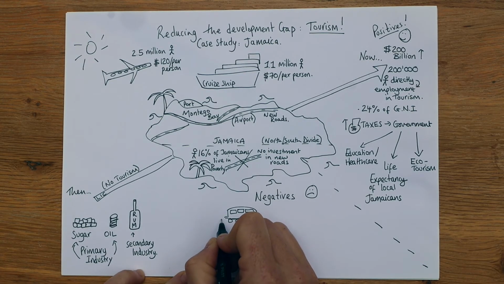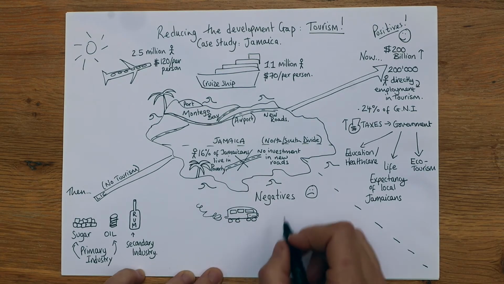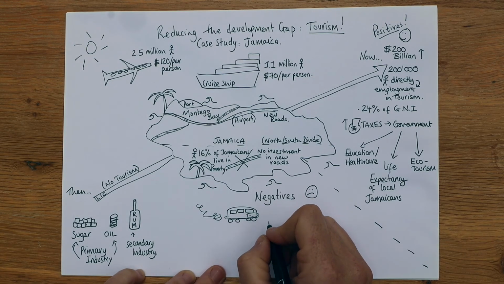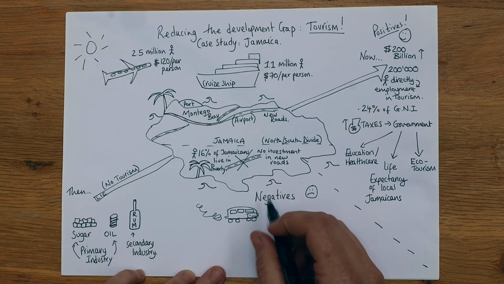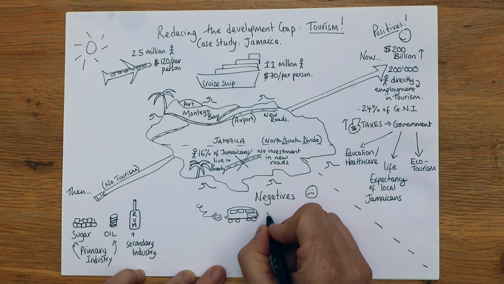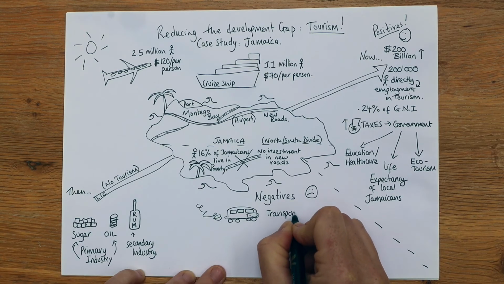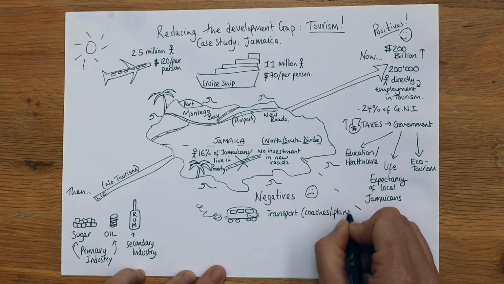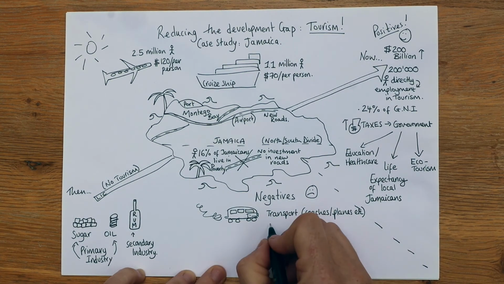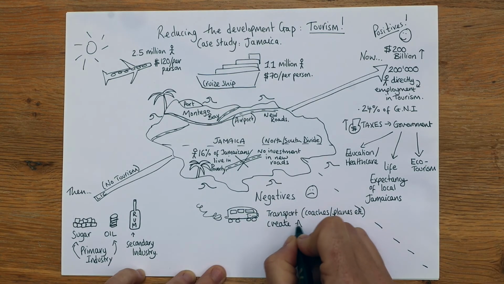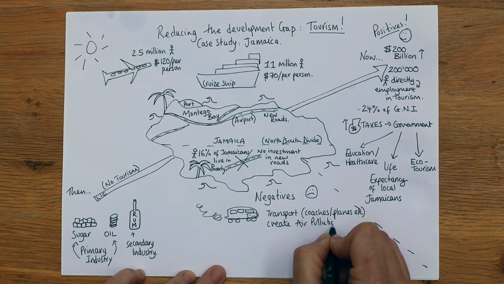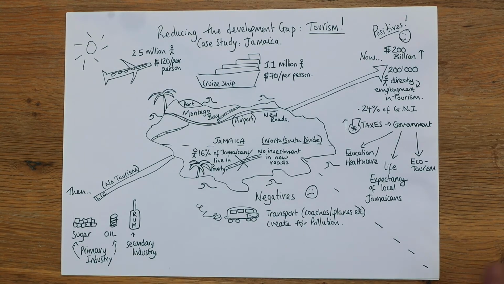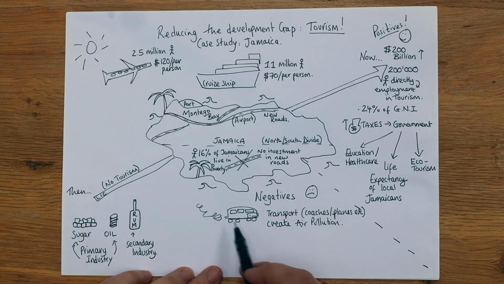But these coaches, like all methods of transport, are quite wasteful, and they basically cause a lot of air pollution, along with, of course, the planes as well. So if we just put transport in brackets, coaches, planes, etc., so taxis, the lot, create air pollution. Not something you would expect to find on a beautiful Caribbean island, but with that many people in one place and that much transport going on, it is actually affecting the air quality. And the boats do that as well.